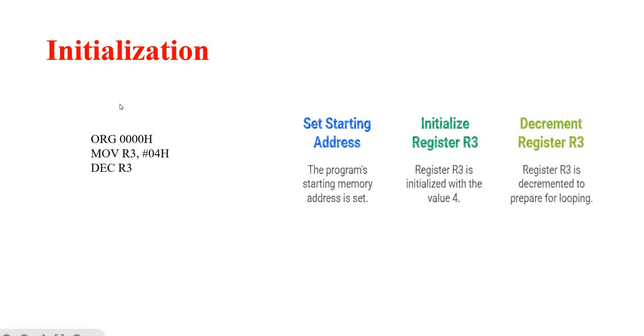Here the first three instructions, that is ORG 0000h, then MOV R3, #04h and DEC R3. So here this directive sets the starting address for the program, okay. Then we have initialized the register R3 to 04. After that we have DEC R3, that is register R3 is decremented to prepare for the looping.